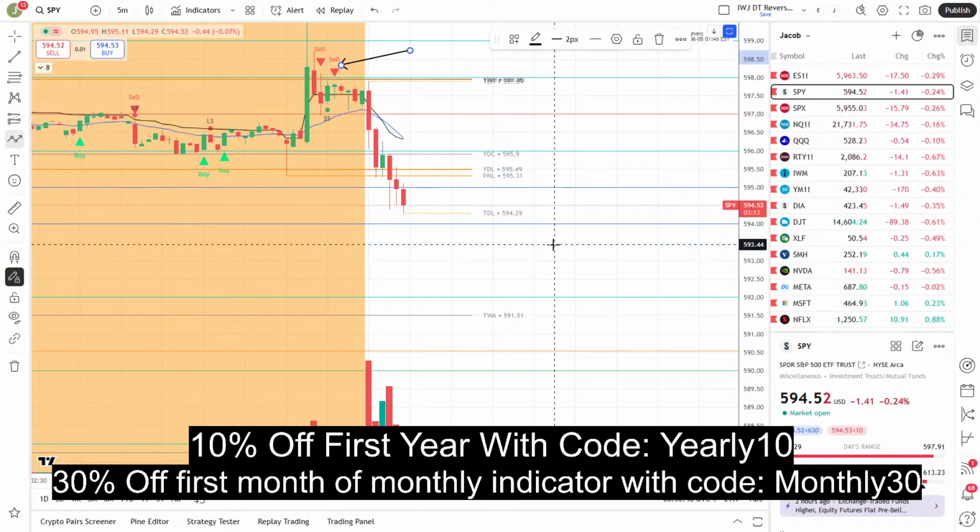When you're just sitting here staring at a screen doing nothing, you start to get bored and you're like, well, I don't know, it could go up from here. Maybe I'll just get in a buy here.